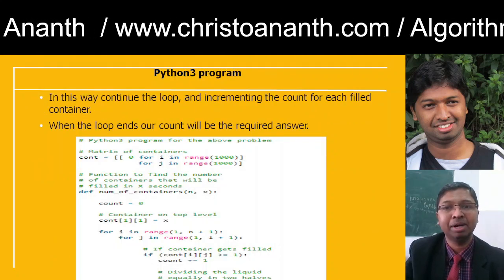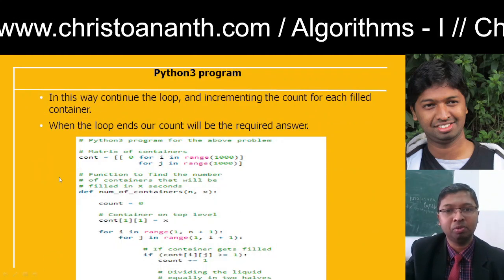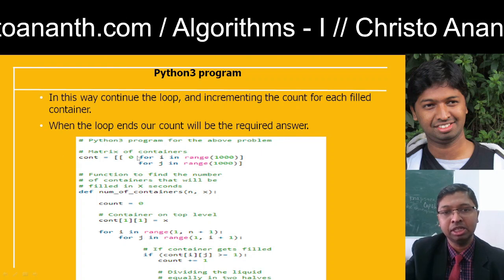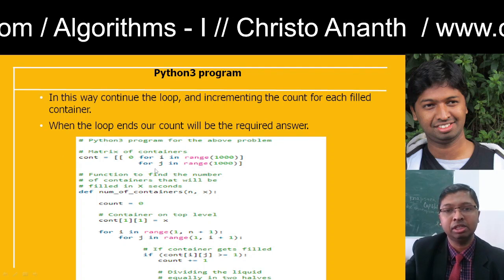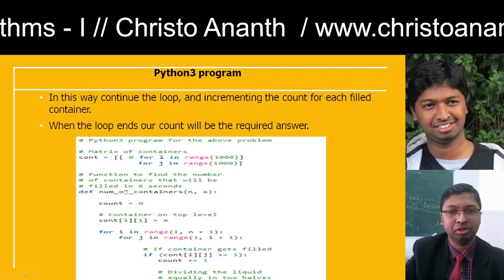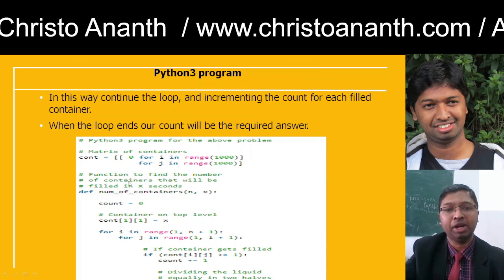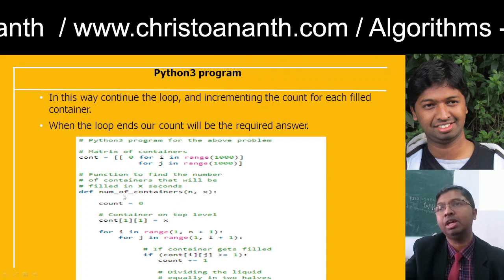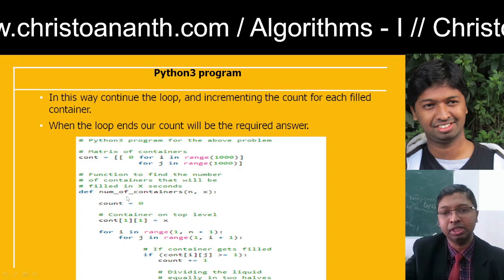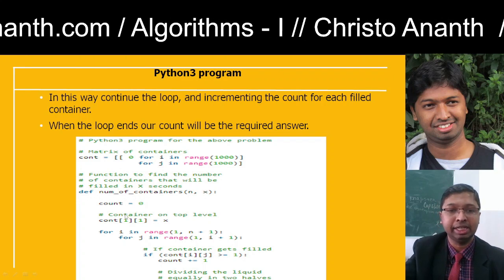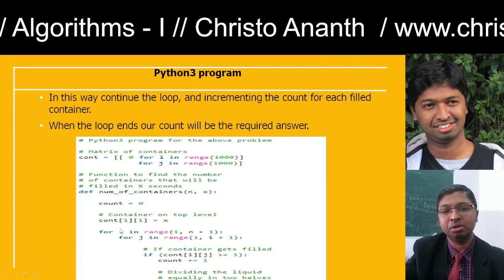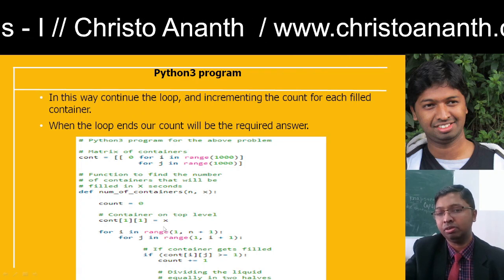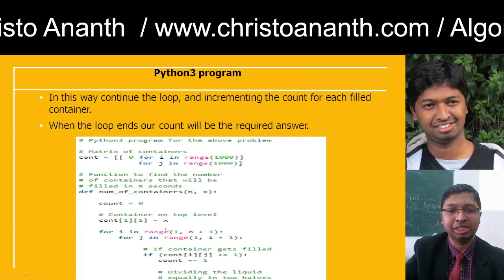So this is the Python program. The Python program will have the matrix of containers, container 0 for j in the range 1000 and for j in the range 1000 as well. We will have the function to find the number of containers that will be filled in x seconds. We define the number of containers n and x. So count is equal to 0. Container 1 1, that's the first level, is equal to x.